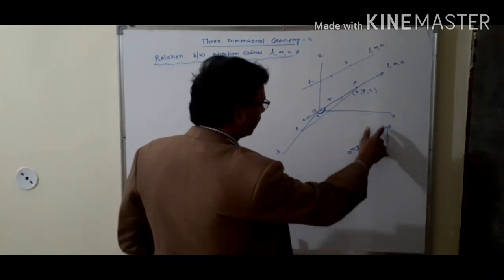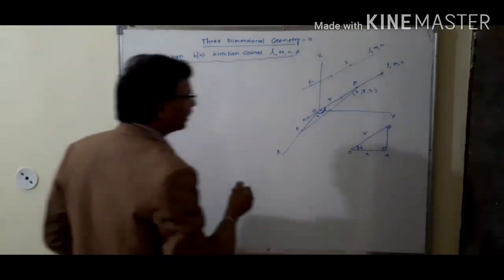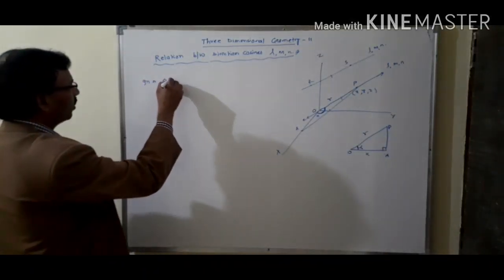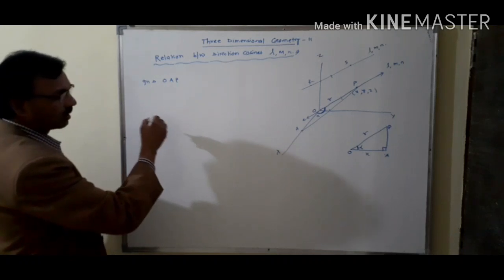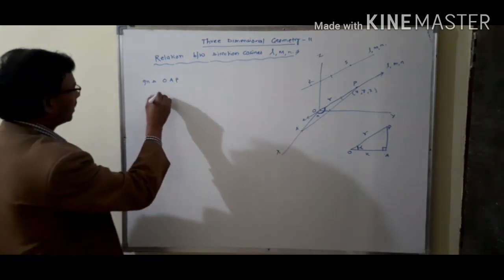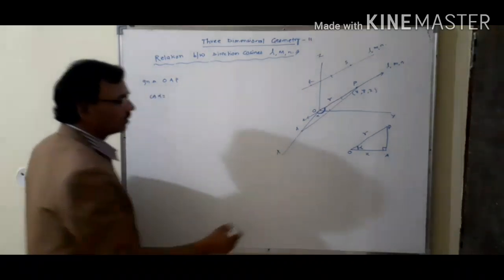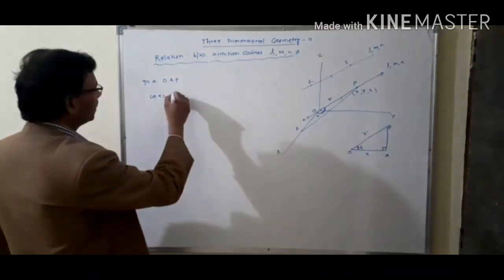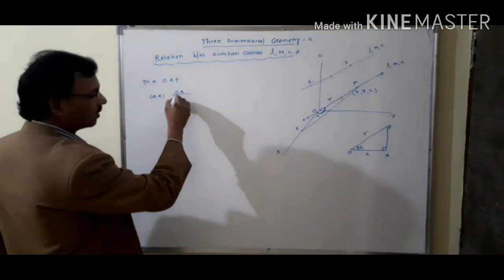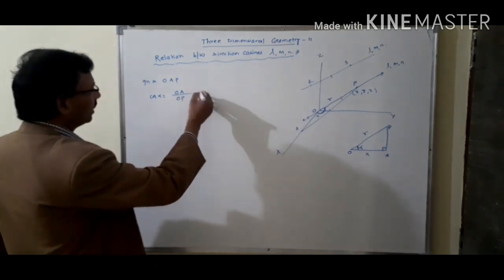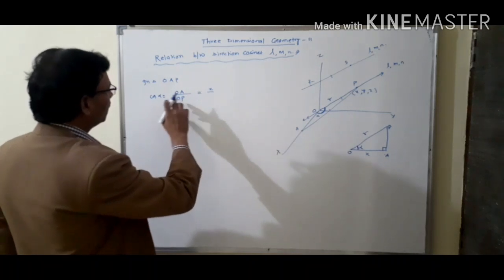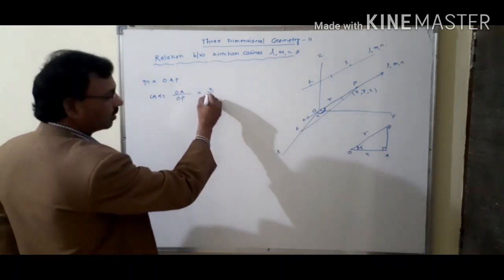Now in triangle OAP, cos of alpha equals, as you know, base upon hypotenuse, that means OA upon OP. This will be equal to x upon r, where OA equals x and OP equals r.